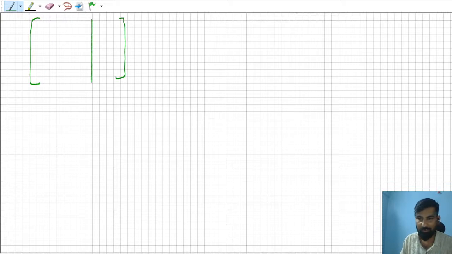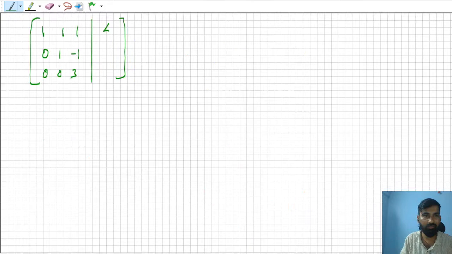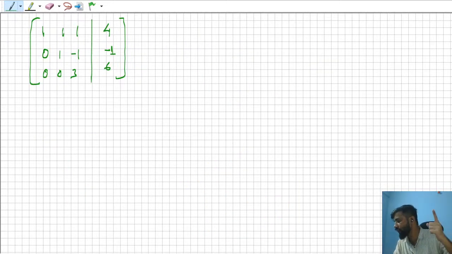This matrix is basically 1 1 1, 1. This is 1, this is 1, this is 1, 0 1 minus 1, 0 0 3, and this is 4 minus 1 6, 4 minus 1 6 here. Yes, it is perfect. So how many pivots are there?